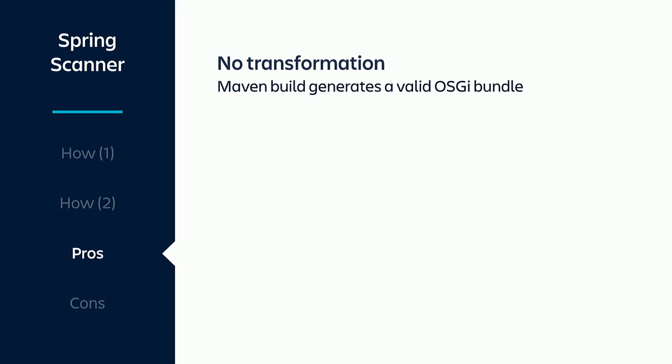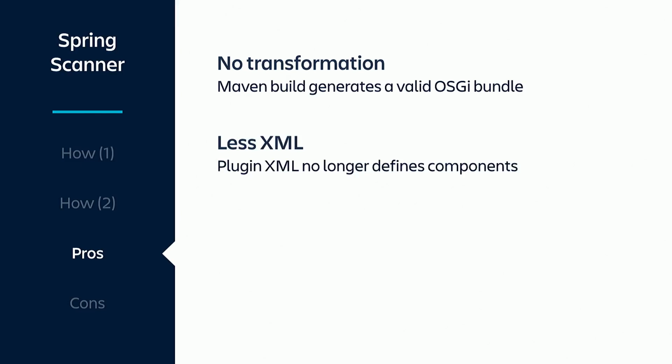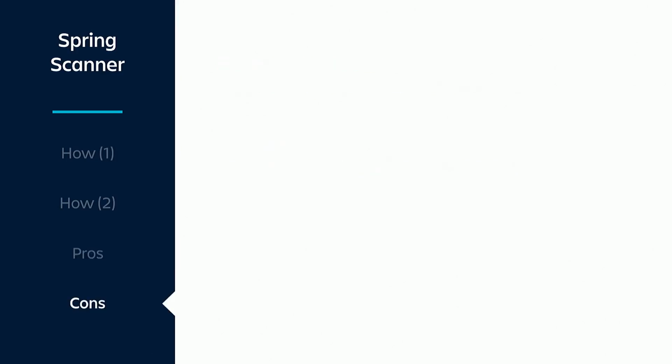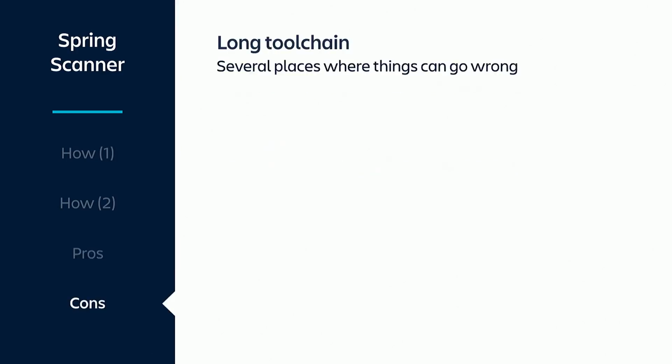You're not guessing about what the product is going to do with your jar file. There's less XML. In your plugin XML, you no longer have a huge list of components. That's all gone. Your XML is now boiled down to the real parts of your plugin, so your web items or your REST endpoints and so forth.